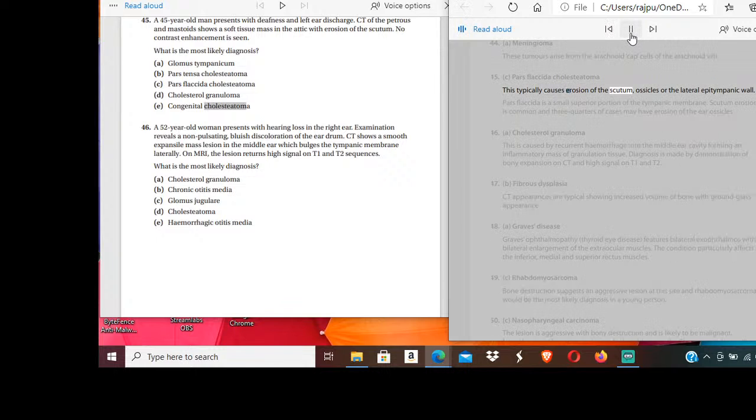It causes erosion of the scutum, ossicles or the lateral epitympanic wall. Pars flaccida is a small superior portion of the tympanic membrane. Scutum erosion is common and three-quarters of cases may have erosion of the ear ossicles.